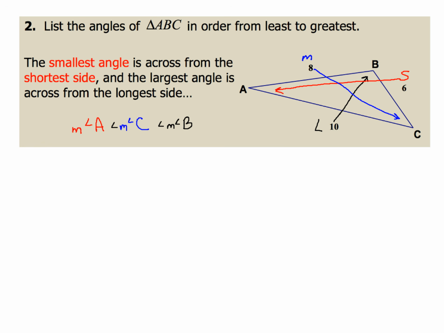So how did you do? Did you get the order correct? Measure of angle A is less than the measure of angle C, which is less than the measure of angle B, is the correct order of the angles in triangle ABC from least to greatest. Not too bad, pretty straightforward stuff.